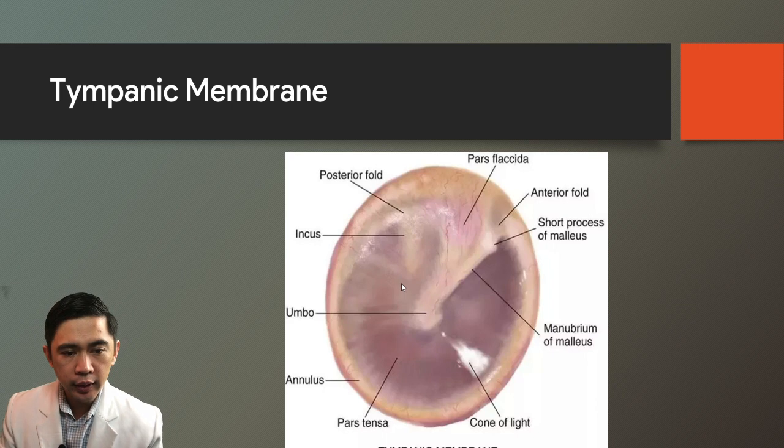Very prominent in the examination of the eardrum is the malleus. You can see the malleus here, and we can see the different parts of the malleus, starting from the umbo in the center, then the manubrium, and the short process.